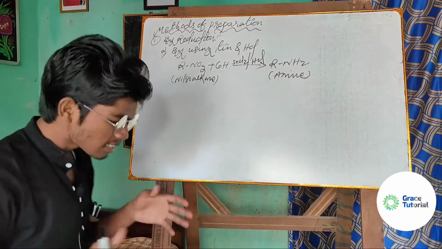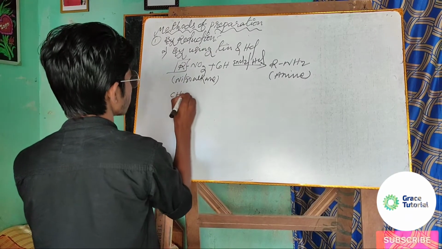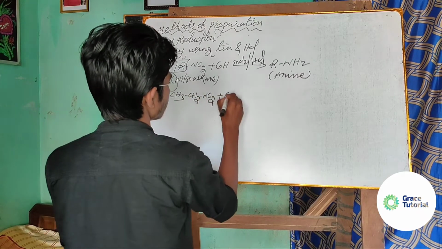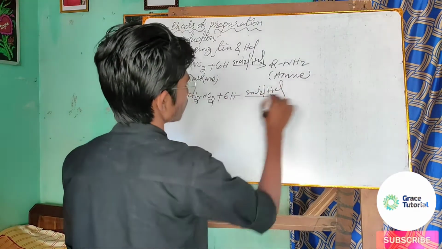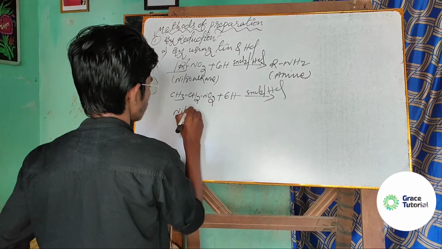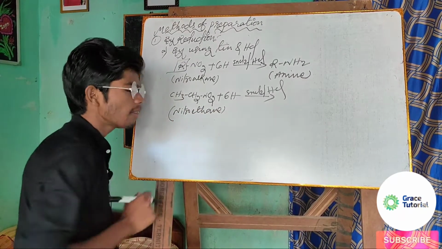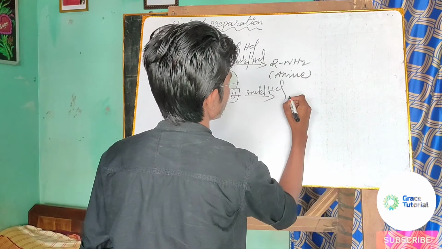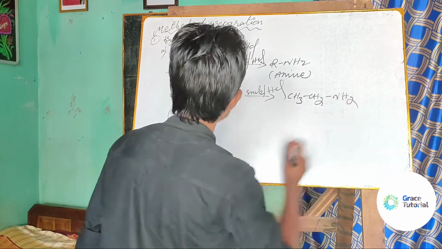So what is the specific example of this? Let me write the specific example. If you place here CH3CH2NO2, then 6H, SnCl2 or HCl. Look at here, I have taken the nitroethane. So when this nitroethane gets reduced, then what happens? CH3CH2NH2.